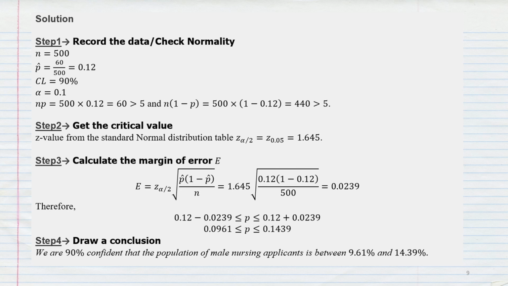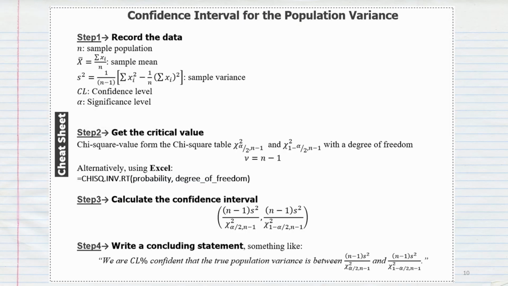We are 90% confident that the population proportion of male nursing applicants is between 9.61% and 14.39%. At this stage, we are ready to conduct the confidence interval for a population variance by using the chi-square distribution.